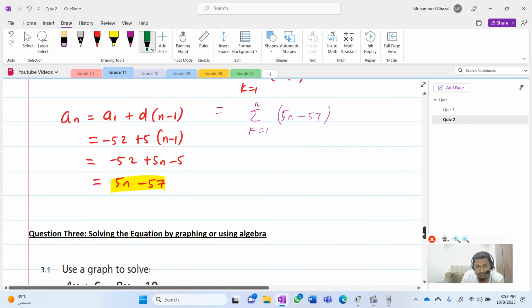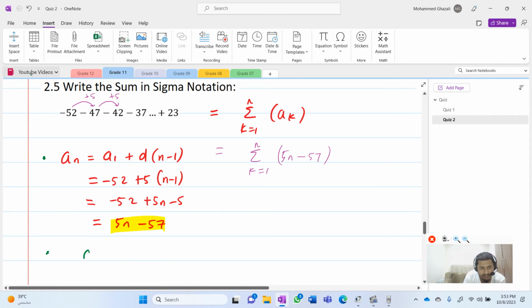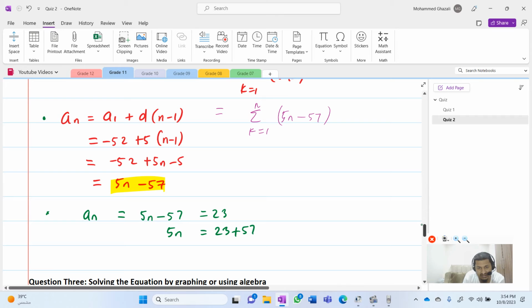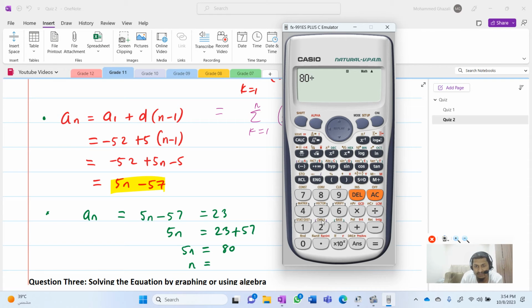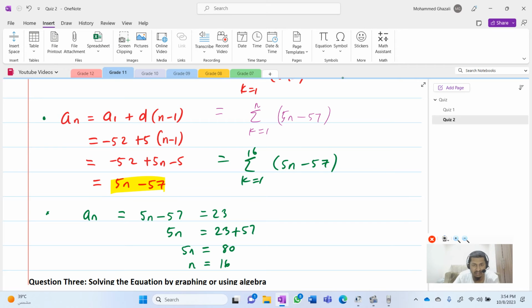In order to solve that problem, we need to equate the last term an with 23. So we say an is equal to 5n minus 57, which is equal to 23. So we have 5n equal to 23 plus 57, that's going to give us 80. Therefore n is 80 divided by 5, which is 16. So now we know there are 16 terms. So now we can change n to 16. So the sum from k equals 1 to 16 of 5k minus 57, and that's how we solve the problem.